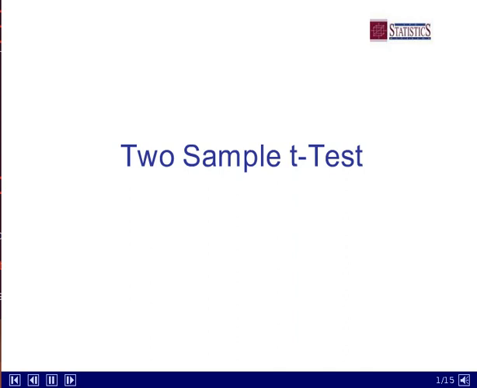We'll focus on the two-sample t-test. Earlier, we talked about a one-sample t-test where we took a particular sample of data and were interested in whether the process was on target at a given value. And we did a one-sample t-test. We're now extending that to the two-sample t-test.